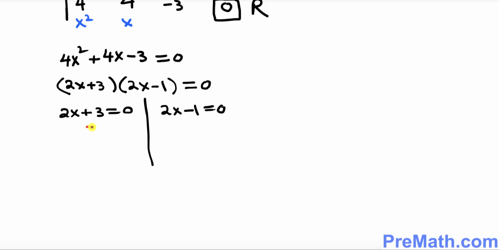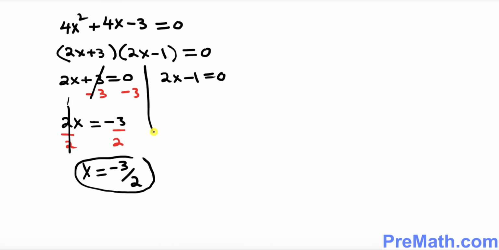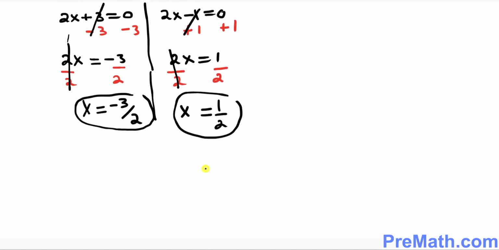So let's go ahead and subtract 3 from both sides. What is going to happen? This cancels out. We got 2x equal to -3. I want you to divide both sides by 2, and that means this cancels out, so we got x equal to negative 3 over 2 as one of our solutions. On the other side, I'm going to add 1 on both sides. This cancels out. We got 2x equals 1. I want you to divide it by 2. So that means x equal to 1 over 2. That is another solution. So how many solutions did we get altogether?